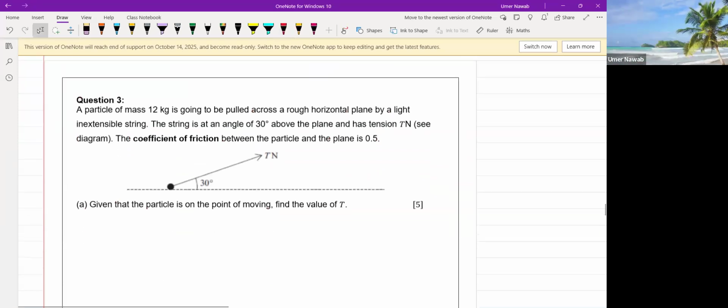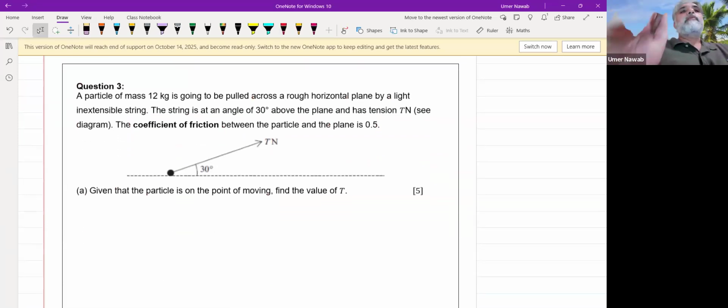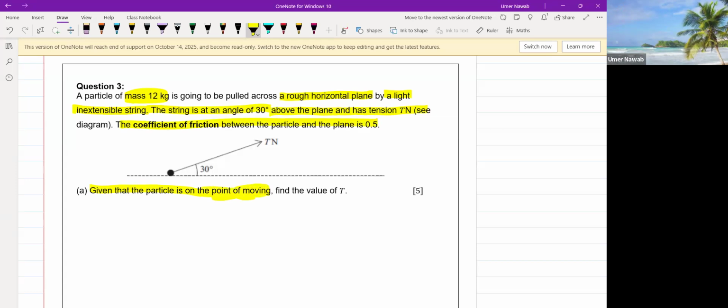Now we go to question number 3, where it says a particle of mass 12 kg is going to be pulled across a rough horizontal plane by a light inextensible string. The string is at an angle of 30 degrees above the plane and its tension is T newtons. The coefficient of friction is 0.5. Given that the particle is about to move, the moment I see this, it means that my applied force will be equal to F max.